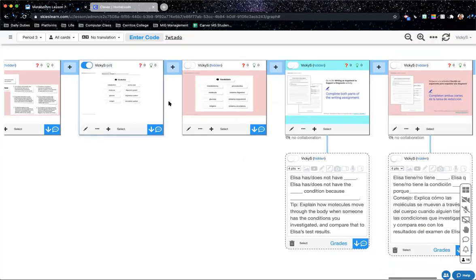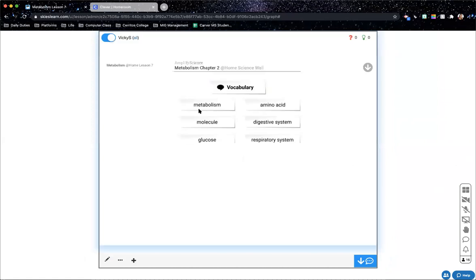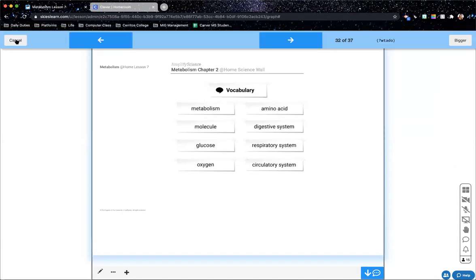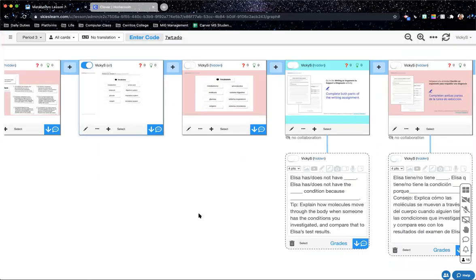So our vocabulary words are here. We learned about metabolism, amino acid, molecule, glucose, oxygen, digestive, respiratory, circulatory system. I heard you guys use these vocabulary words, so I'm really proud of you. When you guys are answering me, I love hearing you say, oh, so it went to the digestive system, or like Eder corrected me, Miss Sue, it goes to the respiratory system and then circulatory system. So I'm really proud that you guys are using those vocabulary words. All right.